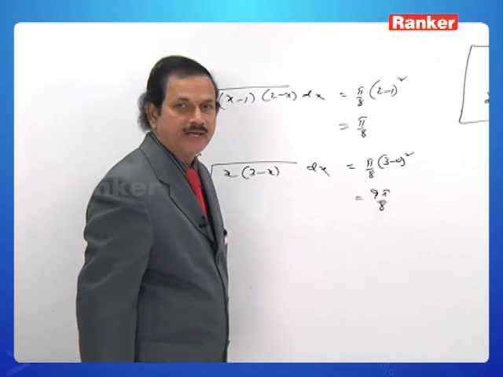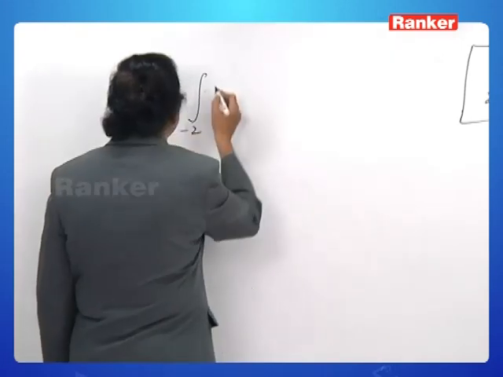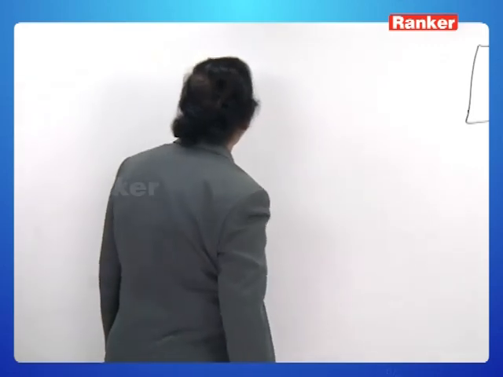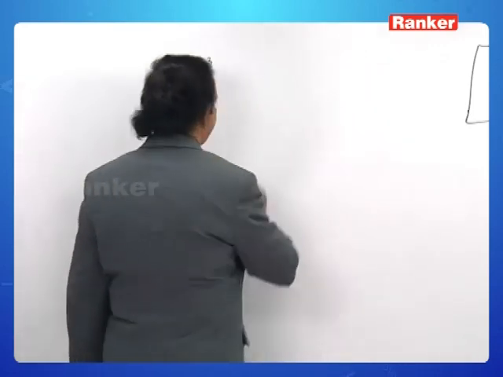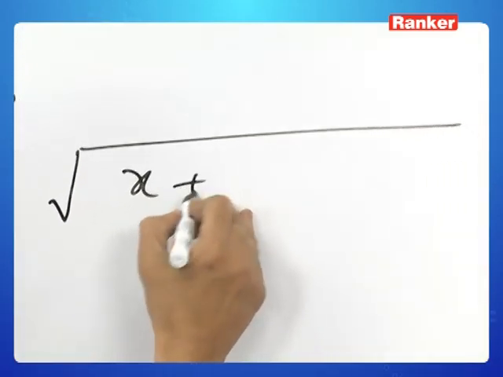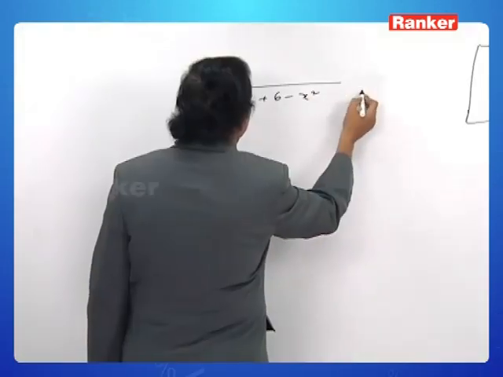9 pi by 8. Integral minus 2 to 3 of square root of x plus 6 minus x square.